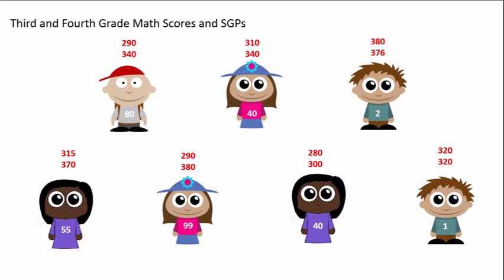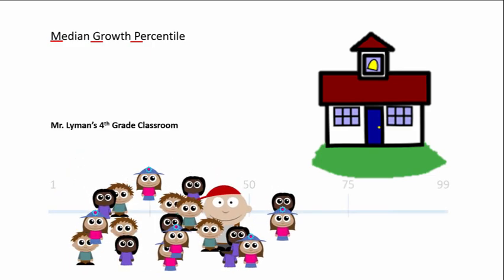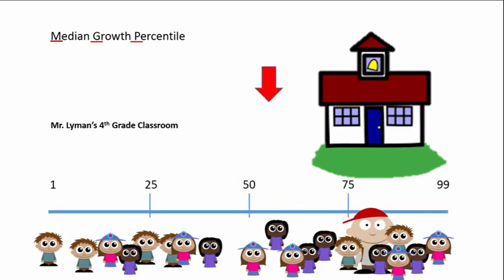SGPs not only show how individual students are progressing, but they also can be aggregated to show how schools and districts are performing. How can we determine a school or classroom's performance based on individual students' SGP? We can use the median growth percentile, or MGP, for estimating the growth of students within a school or a classroom. Anthony is one of 19 students who attends Mr. Lyman's fourth grade classroom. In order to calculate an MGP, we first rank each student in order of their individual SGP. Median means middle, so we take the middle SGP, and that becomes the classroom MGP.